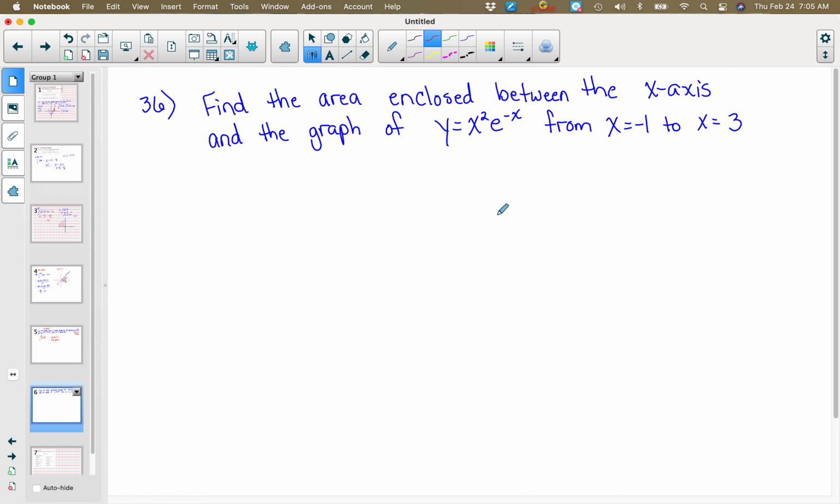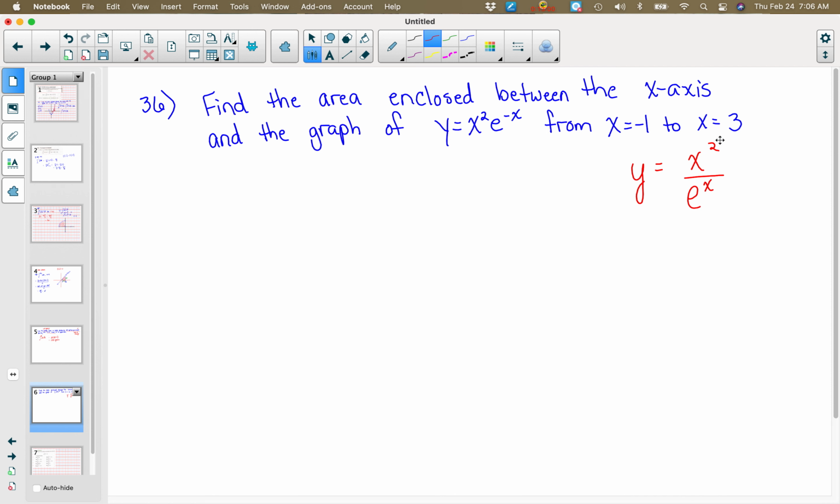All right, so another problem, this is number 36 from your textbook, and the directions say to find the area enclosed between the x-axis and the graph of y equals x squared times e to the negative x from x equals -1 to x equals 3. So we have to find the area. So I want to know if this is always above the x-axis. And you can tell because, remember, having this e to the negative x, this would be the same as saying y equals x squared over e to the x.